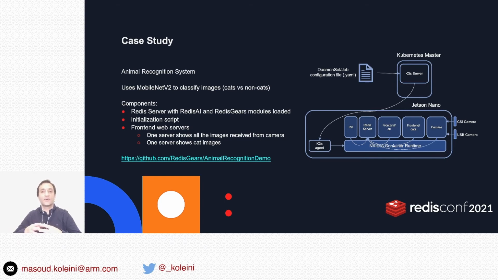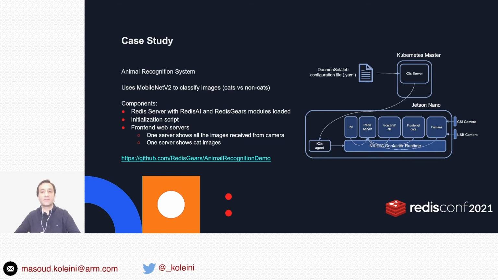On Jetson Nano, K3s is configured to connect to Docker, which uses NVIDIA Container Runtime to create containers. This is specifically important if you would like to use GPU acceleration from inside containers in your machine. Note that for this case study, we are using CPU inference, by the way. The system consists of 5 containers: one init container, one Redis server, 2 front-end containers for all images and cat images, and a camera container that reads images from a camera connected to the CSI port on the device.